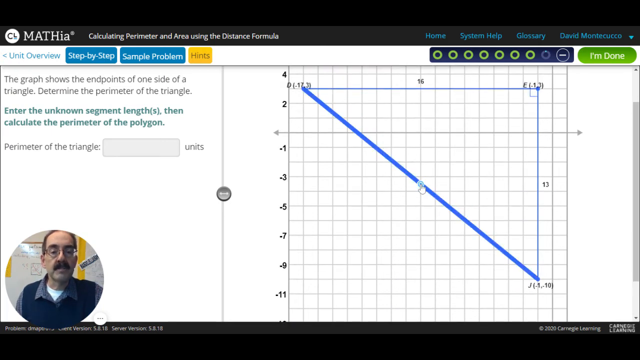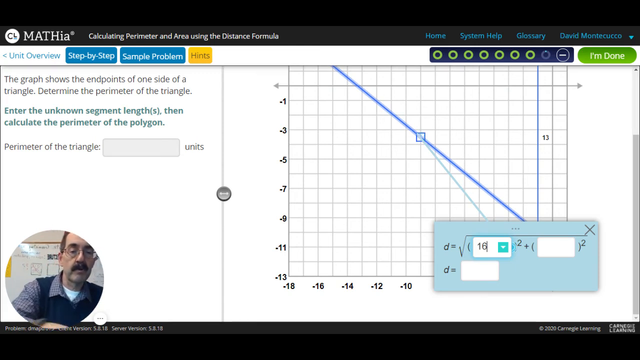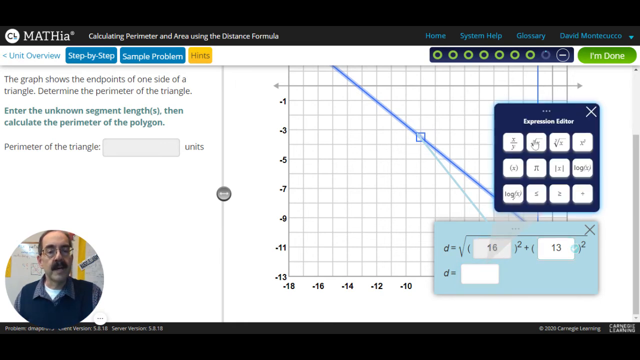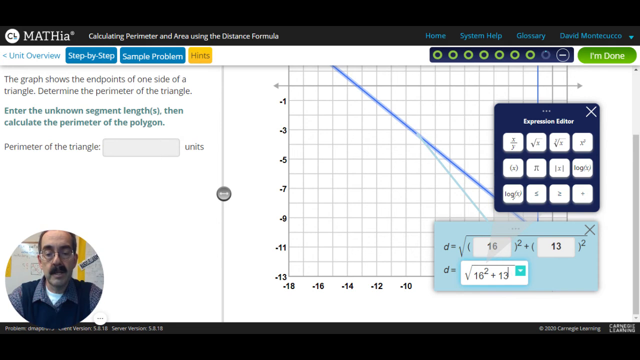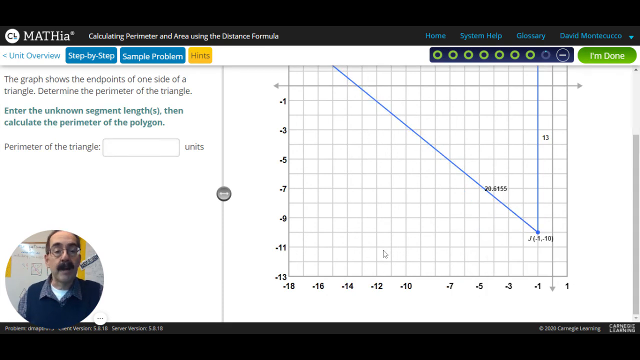Now we have to do this. Well, this one's easy because it's the run squared, the rise squared. So we got 16 squared, 13 squared. And if you don't know those numbers, it's okay because we're just going to hit our radical sign and type in the entire rise squared plus run squared. So we're going to go 16 squared plus 13 squared, square root.